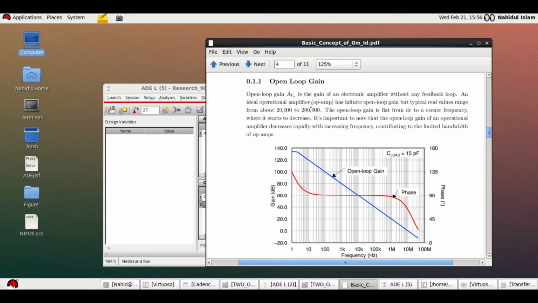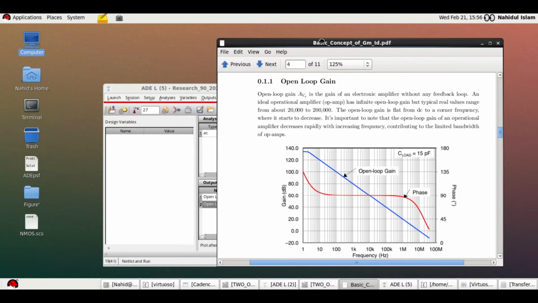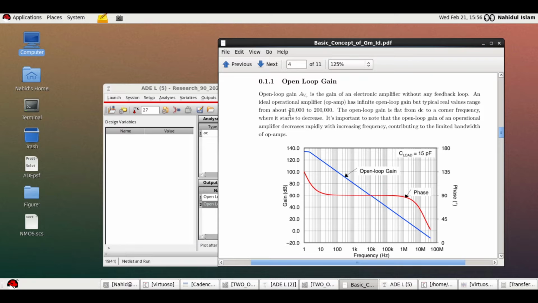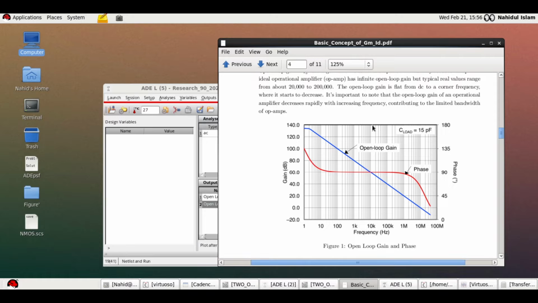Yeah, as we know, the open loop gain is the gain without any feedback. Basically, in an ideal op amp, the open loop gain is infinite. But in a real op amp, it's not infinite. It has some range.